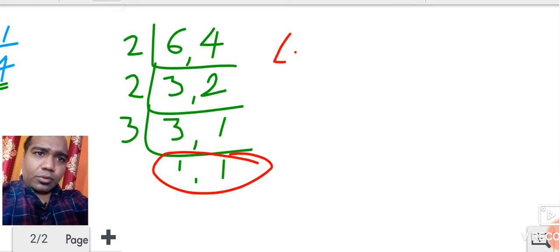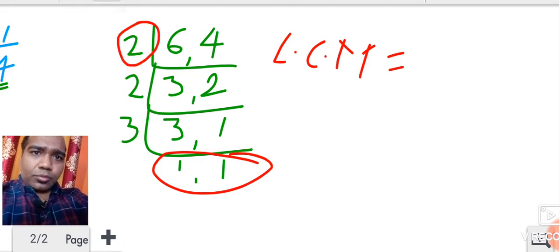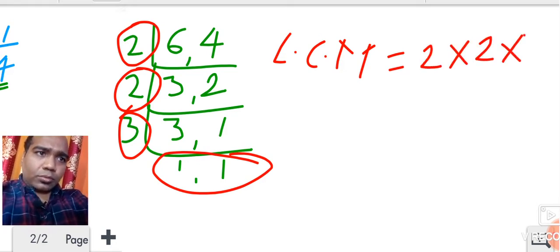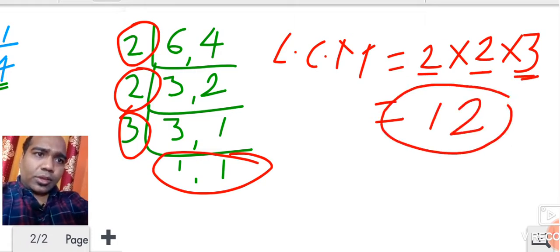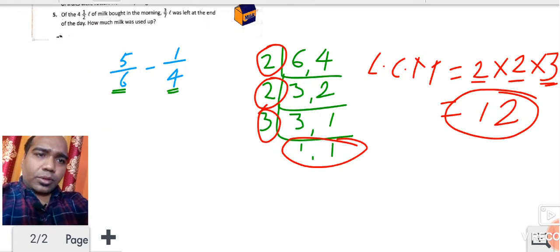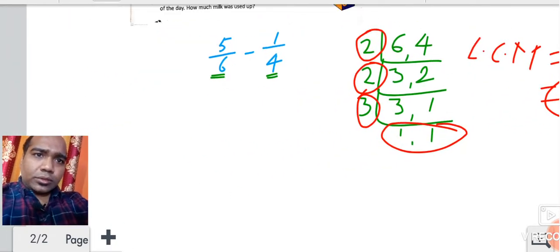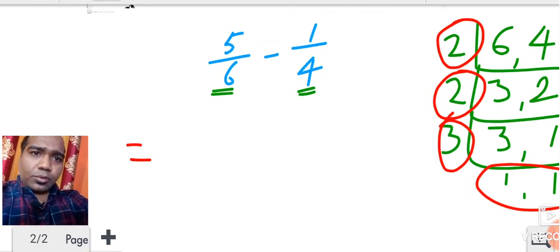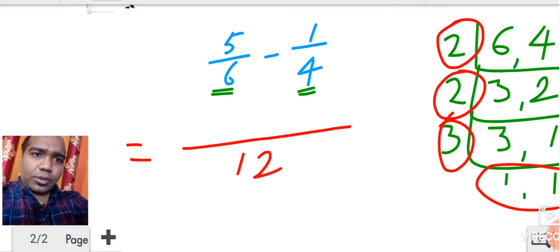Now what will be our LCM? LCM of 6 and 4, how much will we get? LCM will be equal to 2 into 2 into 3. Okay, so 2 into 2 into 3. Got it? 2 into 2 is 4, 4 into 3 is 12. So the LCM how much are we getting? 12. Okay, so we'll write here the LCM is 12. So equal to, and whatever LCM you get here, just write it as the denominator.